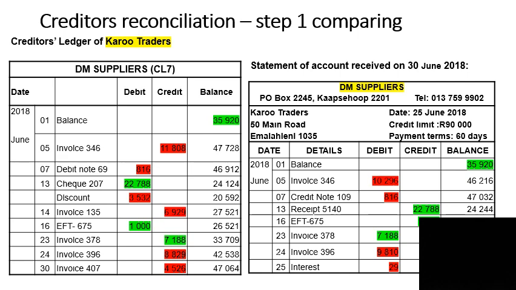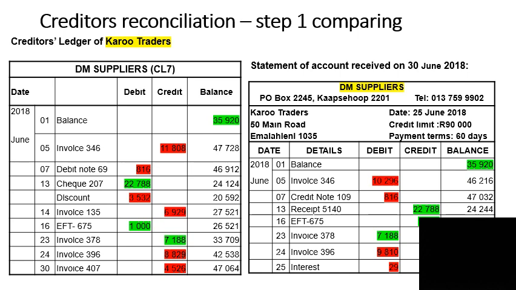On the 13th, we have cheque 207 for 22,788. We compare it with receipt 5140. Correct, it is common. Discount 3,532, and no discount on this side, it is not common. Invoice 135 for 6,929 on the credit, on this side it is not there, so it is not common. EFT 675 for 1000, EFT 675 for 1000. Debit and credit, it is common. Invoice 378 for 7,188 on the credit and on the debit, it is correct, it is common.